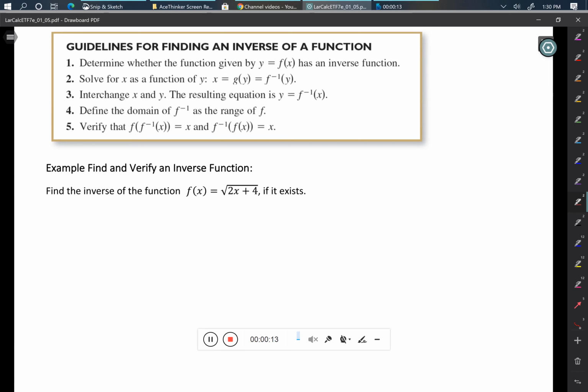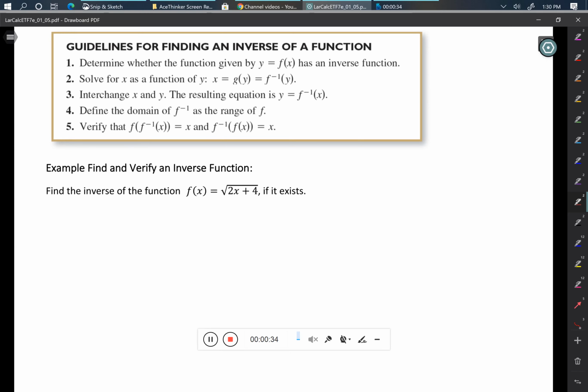Don't go find it just to find out you wasted your time looking for something that doesn't exist. Determine whether the function does have an inverse function. So graph it, take a look at it, see if it passes that horizontal line test. I know that graphing is not a foolproof way of doing things, but it's better than nothing.